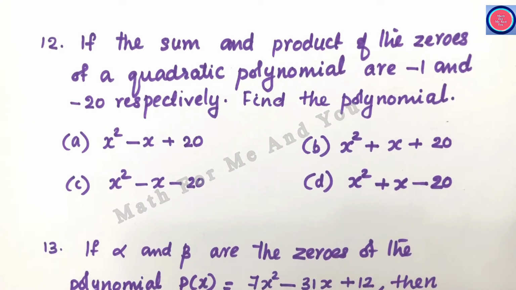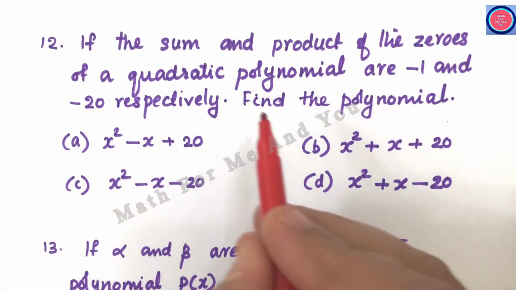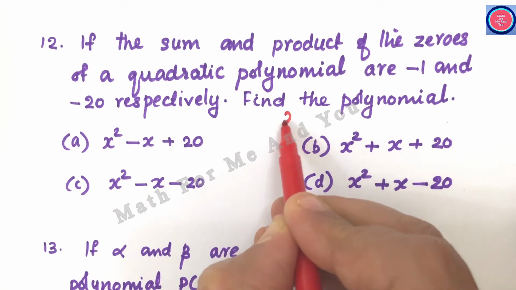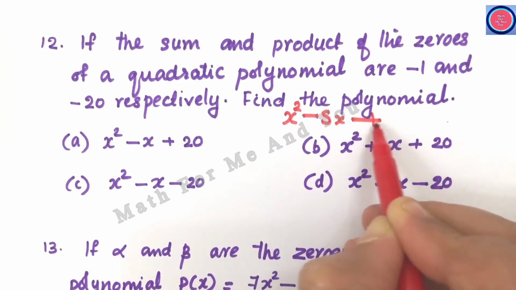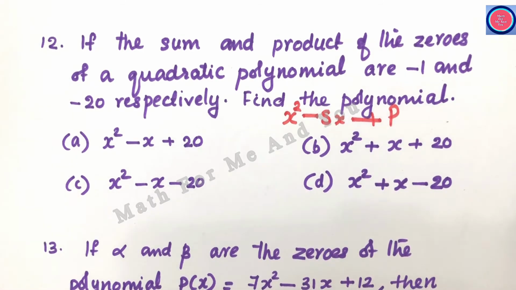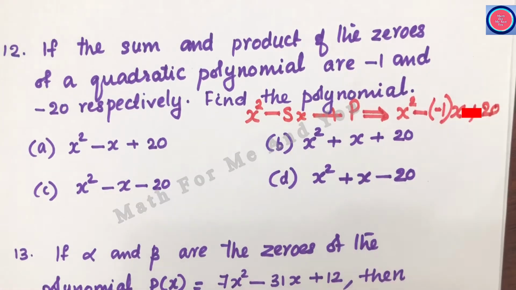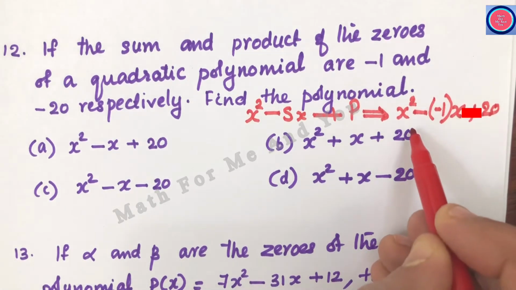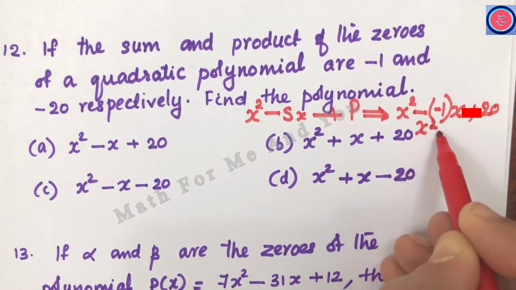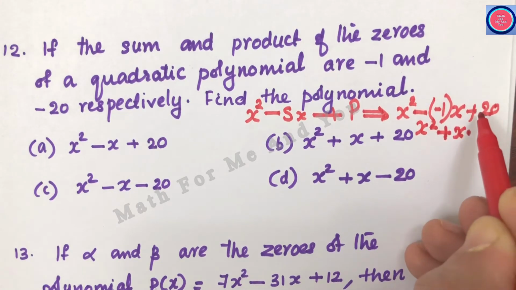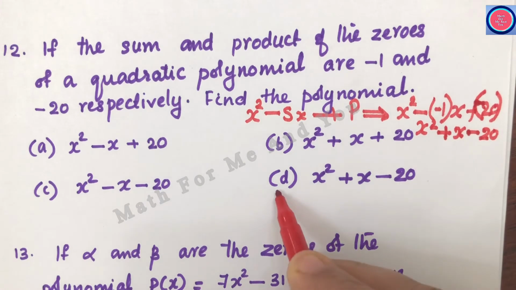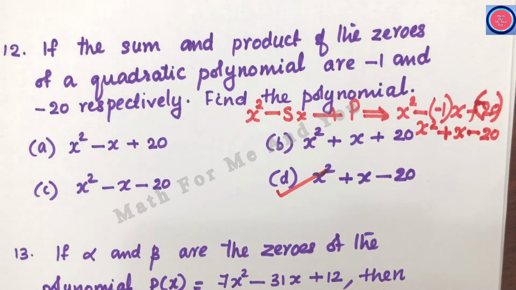Question 12. If the sum and product of the zeros of a quadratic polynomial are minus 1 and minus 20 respectively, find the polynomial. If s is the sum and p is the product, we can write the polynomial as x square minus s times x plus p. Substitute the values we get x square minus s is minus 1. So it is minus 1 times x minus 20. Minus 1 times minus is plus 1. Next step we can write x square plus 1 times x, that is x, then minus 20. So option D, x square plus x minus 20 is the correct answer.